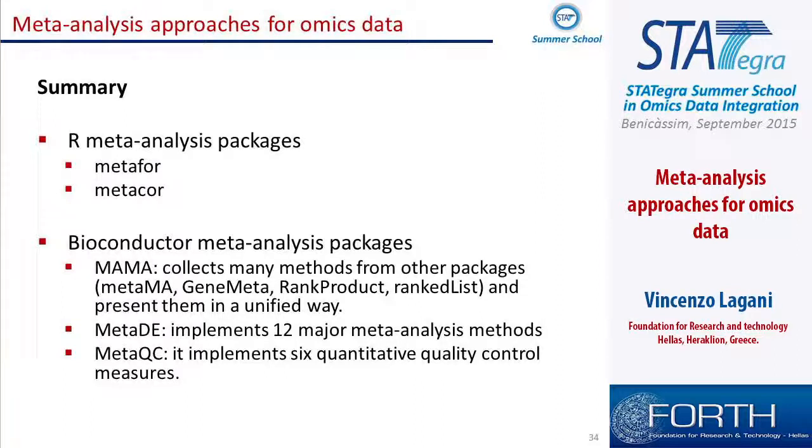One more thing about packages in R. In CRAN you can find several packages for meta-analysis. What I usually employ is either metafor, which is pretty much generic, or metacor, that is more specific for correlations. Or if you have directly gene expression data with some expression set and so on, you can consider some of these Bioconductor packages. MAMA is pretty much a collector of other meta-analysis packages. Also MetaDE, meta differential expression, implements a large number of meta-analysis methods. And what is most interesting is MetaQC, meta quality control, that actually allows you to understand whether you can apply meta-analysis or not. So some quality control analysis.